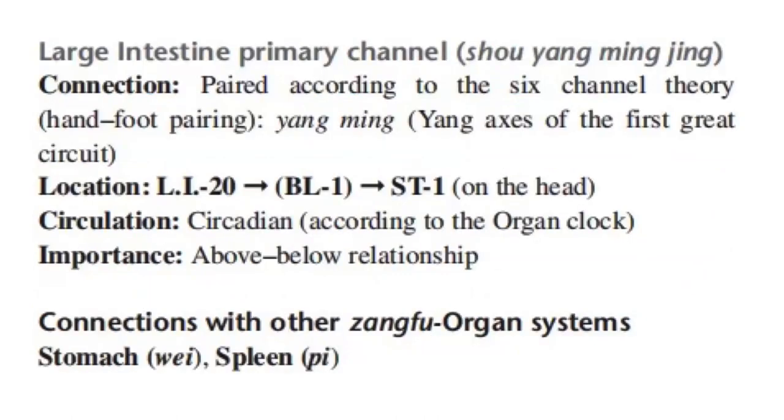With the large intestine primary channel, connection is paired according to the 6-channel theory, the hand-foot pairing, Yang Ming, yang axis of the first great circuit. Location, LI20 to bladder 1 to stomach 1 on the head. Circulation is circadian according to the organ clock. Importance, above-below relationship. Connections with other Zangfu organs, stomach and spleen.